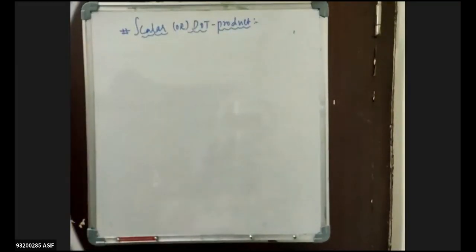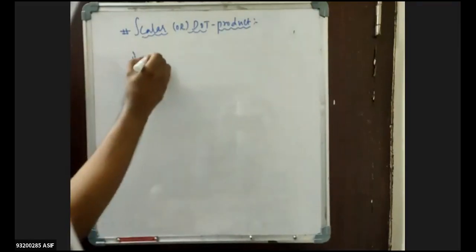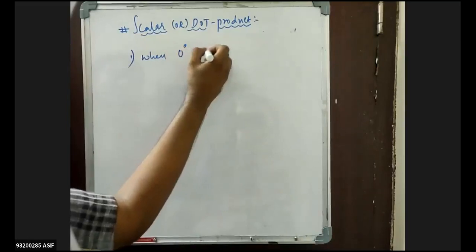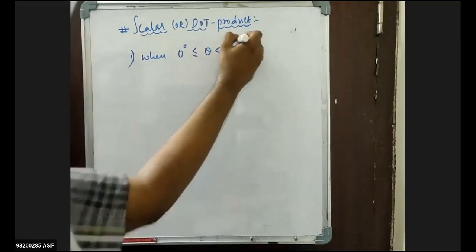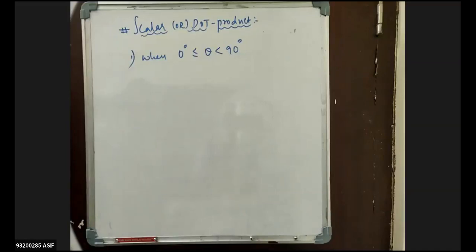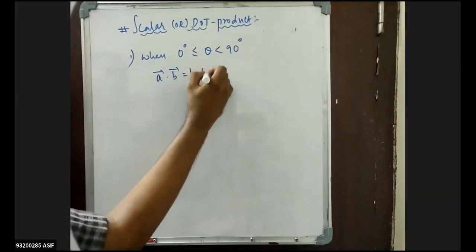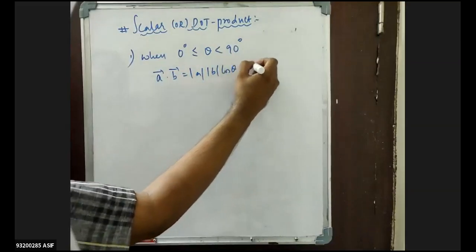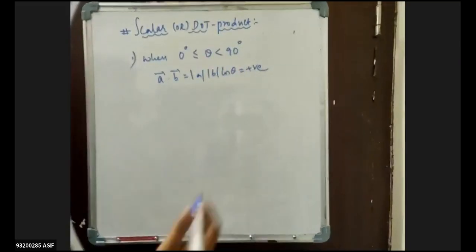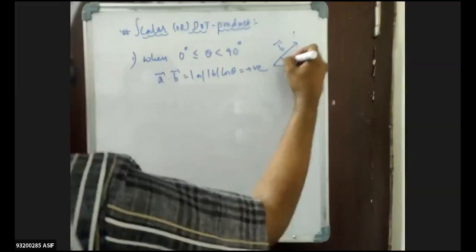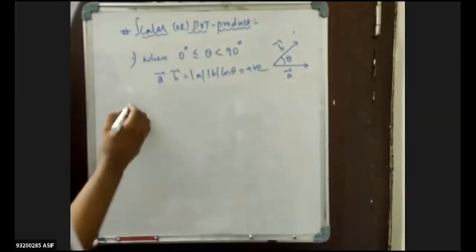Number one. When theta is between 0 degrees, lesser than or equal to theta, and theta is lesser than 90 degrees, then A bar dot B bar will be mod A mod B into cos theta. It will be positive. That means the diagram will be somewhat like this. So this is vector A bar and this is vector B bar. From 0 to below 90 degrees, it will be positive.